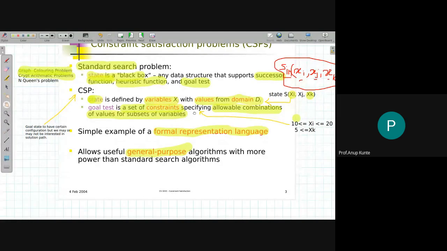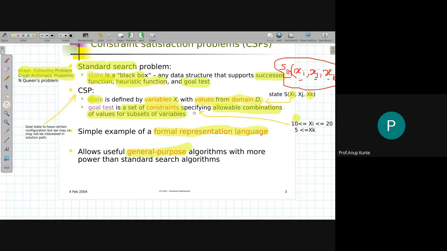It is much more definite because I have to do certain activities to check every constraint, and then say that, okay, since all the constraints are matching, this particular state passes the goal test. Otherwise, I say the goal test is not passed. So this is how we see the differences between a standard search problem and a CSP.